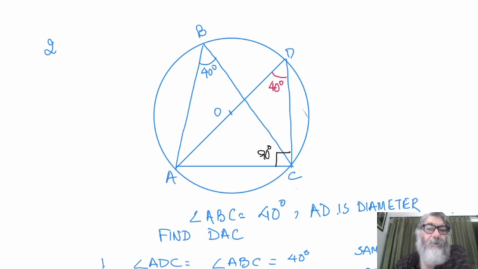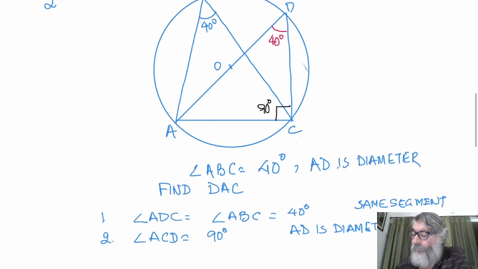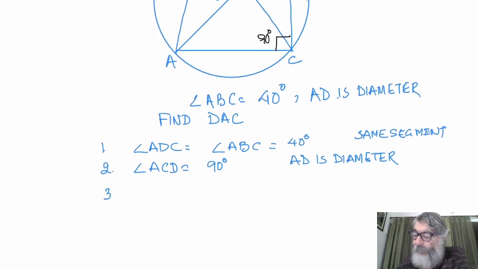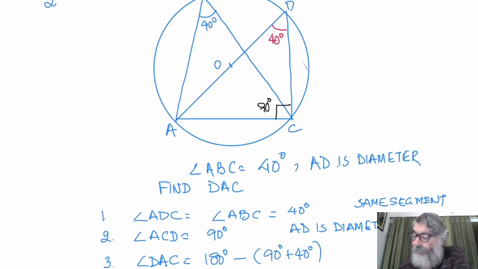Now what does he want? He wants angle DAC, which is very simple. We know two angles of the triangle, the third angle we want to calculate. So what are we going to do? We will say angle DAC will be 180 minus (90 degrees plus 40 degrees), because one angle of the triangle is 90 degrees, the other angle of the triangle is 40 degrees, as you can see in the figure. So 180 minus 130, it will be 50 degrees.